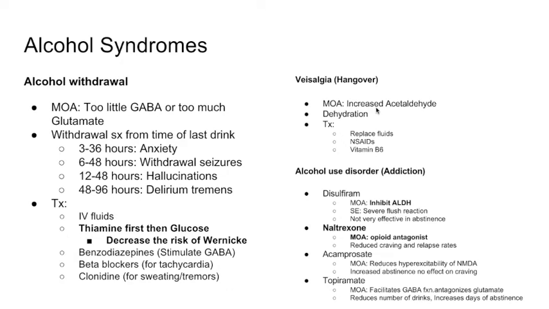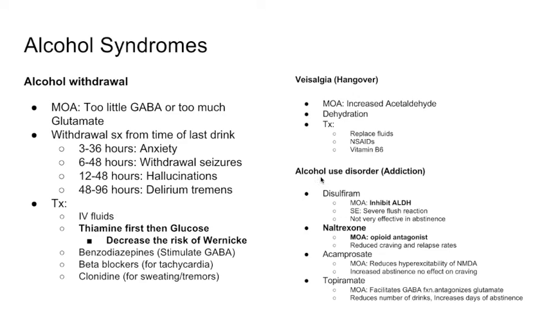Next syndrome that we're going to talk about is veisalgia, or hangover. Again, like I talked about, the mechanism or the reason for that is because you have increased acetaldehyde because of the inhibition of acetaldehyde dehydrogenase. Patients are usually dehydrated. Treatment is to replace fluids, give NSAIDs, and give vitamin B6.